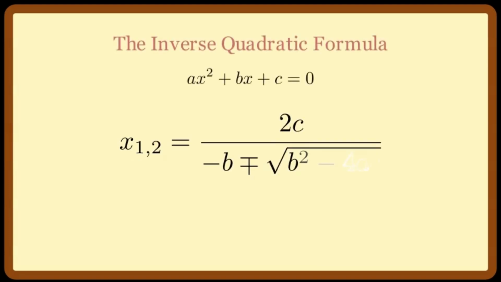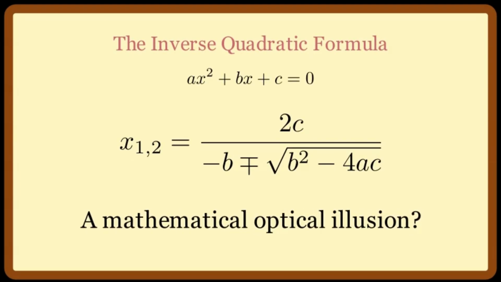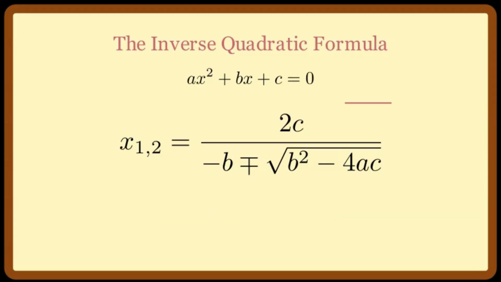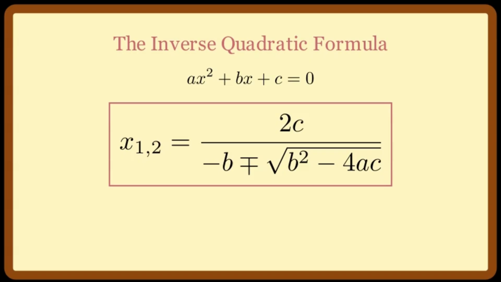At first glance, it looks almost like a typo, a sort of mathematical optical illusion. But it is completely real, mathematically proven, and actually incredibly useful in the real world. Say hello to the inverse quadratic formula. x1,2 equals 2c divided by negative b, plus or minus the square root of b squared minus 4ac.